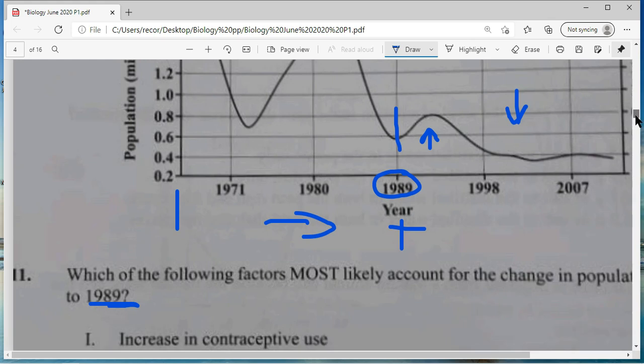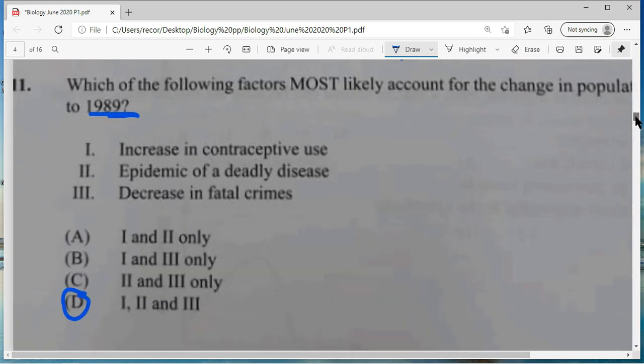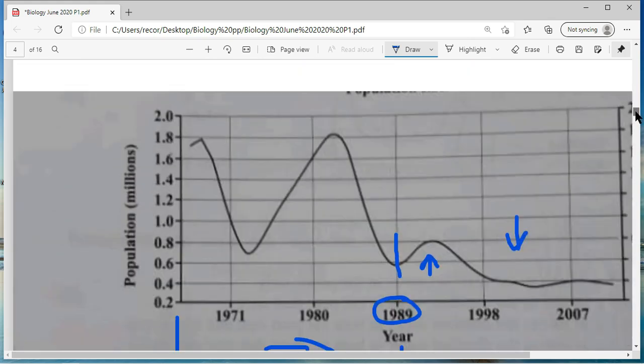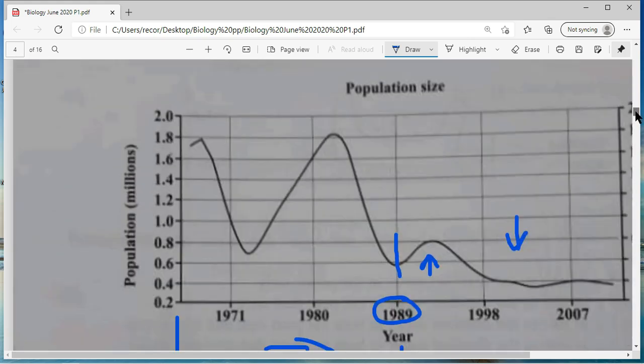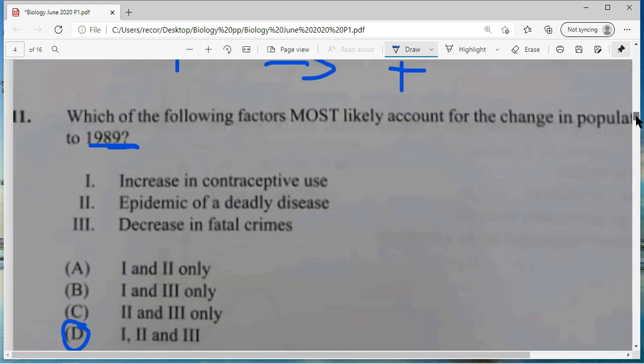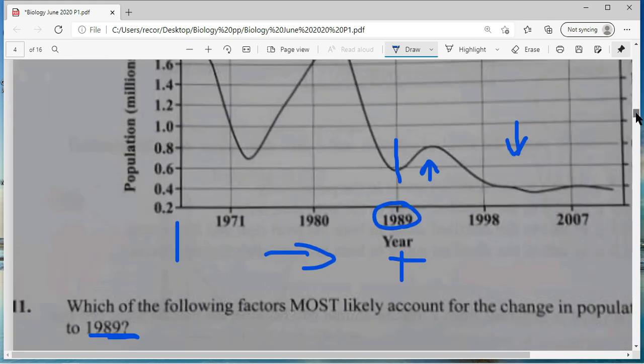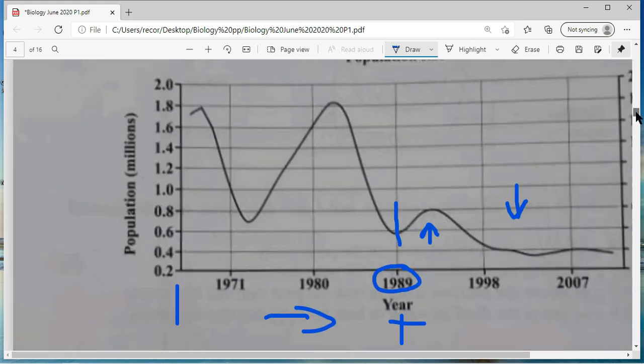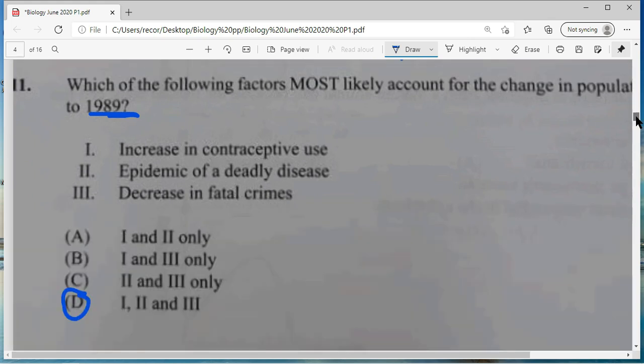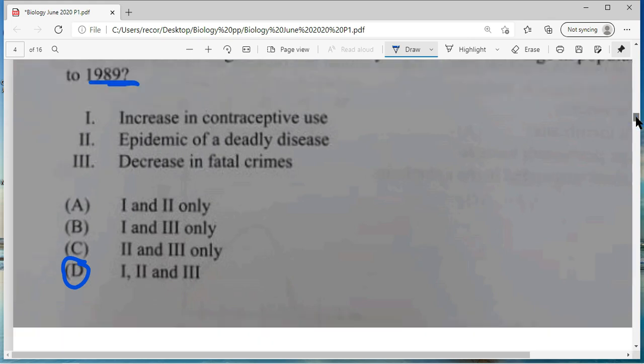So if you increase contraceptive use, then the population will fall. Then a decrease in fatal crime, the population will rise. So contraceptive use falls, fatal crime reduces, population increases, and of course, an epidemic or deadly disease, then you are seeing the population falling again. So I think pretty much 1, 2, and 3, D being the answer for question 11, is responsible for the shape of the graph that we are seeing there.